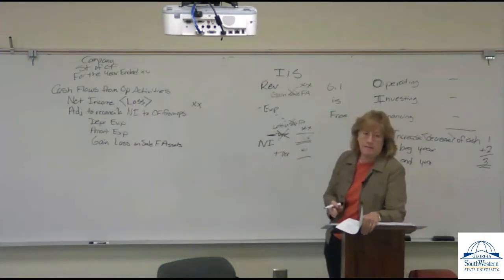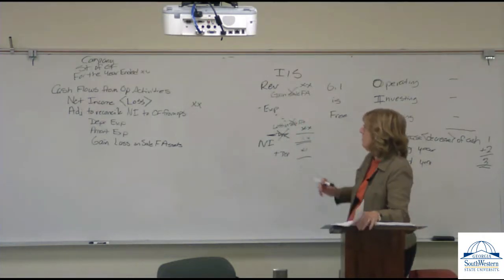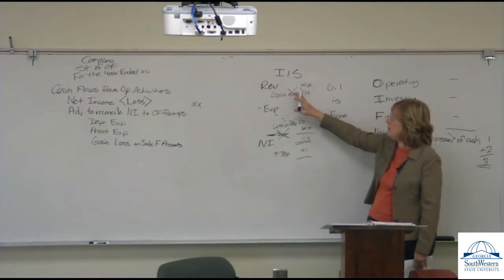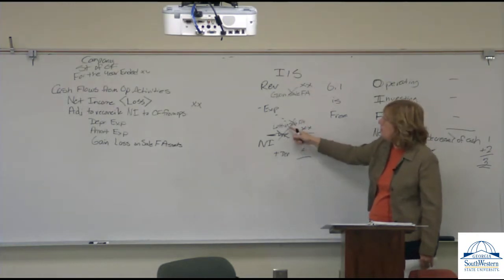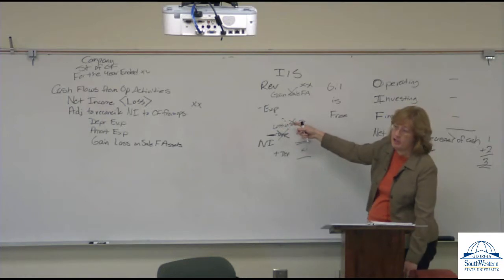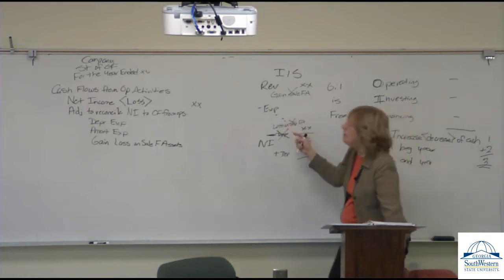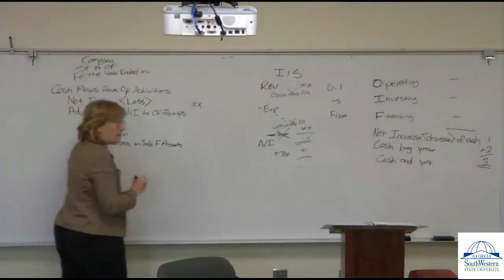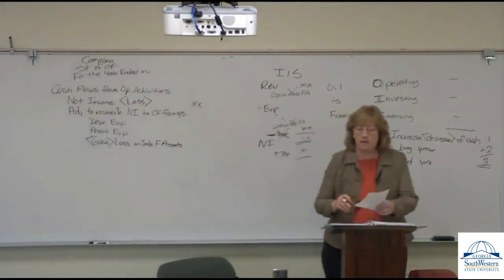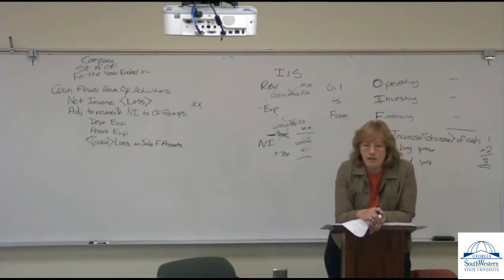Fixed assets, okay? So now, remember, gain is up here, loss is down here. How are we going to figure out which one we add and which one we subtract? The loss is like depreciation. You're going to add it. So loss you're going to add, gain you're going to subtract. Does that make sense?